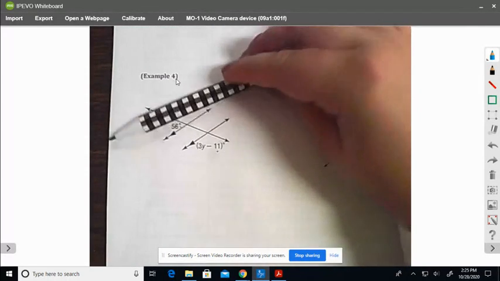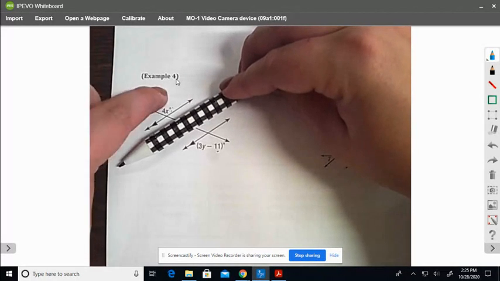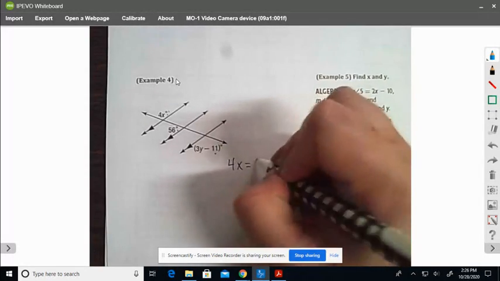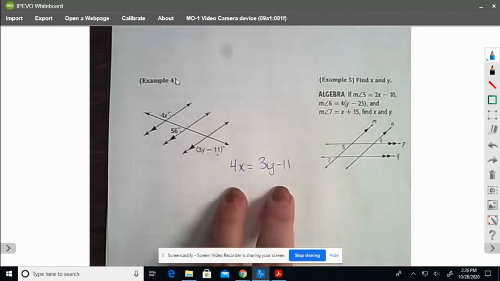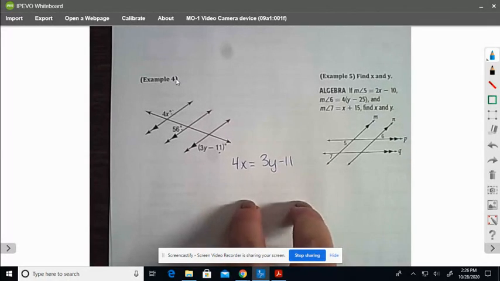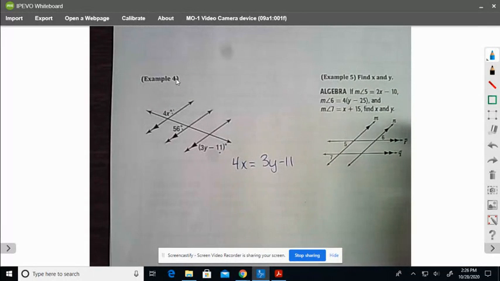If I cover this middle line, you can see the relationship a little easier. These are actually alternate exterior. So I can set those equal to each other. But the problem right here is I have two variables. I cannot solve this with two variables. I need to use this 4x and 56 somehow to solve for x first.